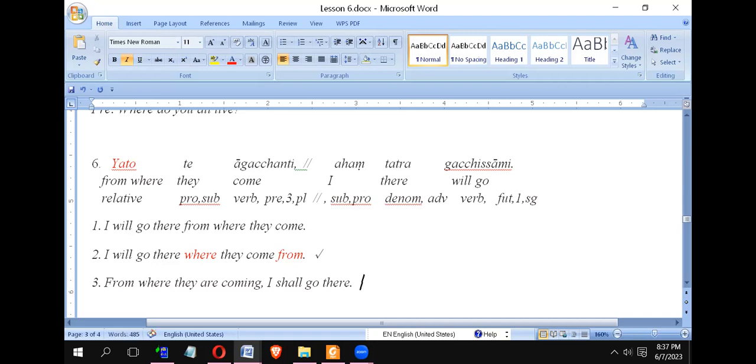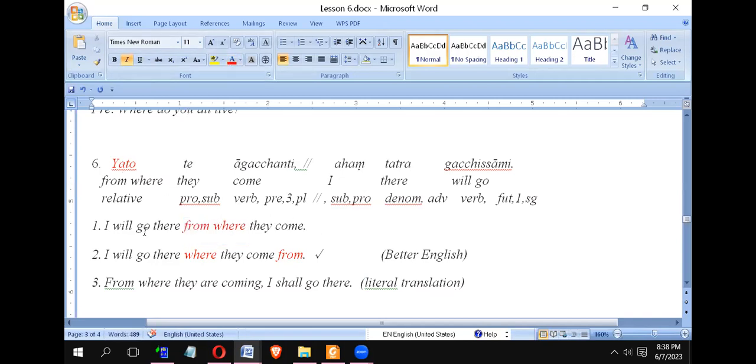Number 3 is what we call direct translation. You just do a literal translation, word by word. This one will be what we call the better English, right? Of course, number 1 is also a direct translation from this yato.